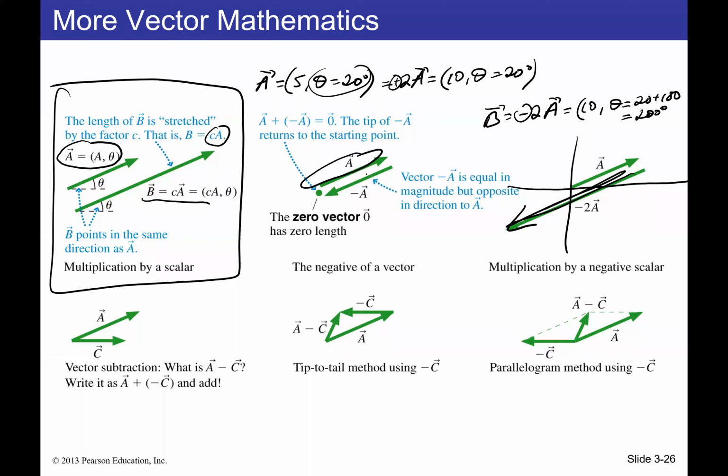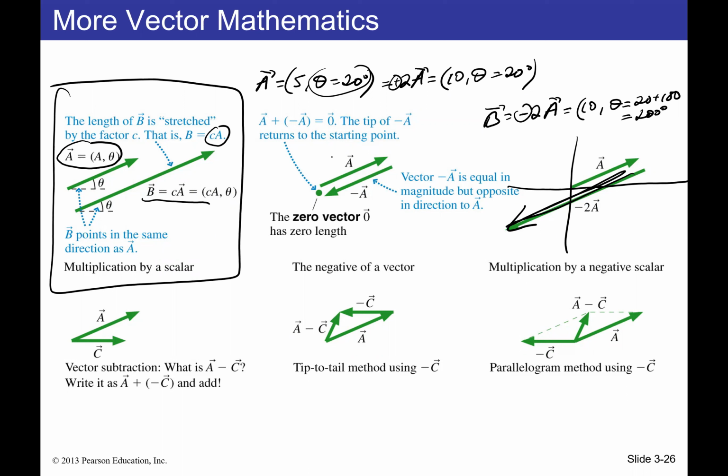If you have vector A and you add to it its inverse, negative A, then what you get is 0, a vector with 0 magnitude. So A plus negative of A equals 0.